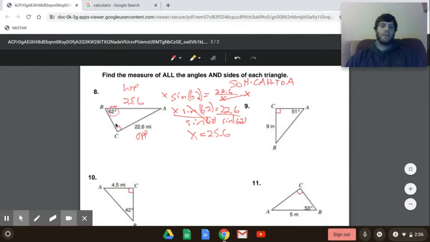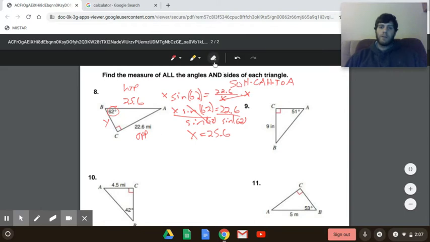Okay. I'm going to then label this side y. You have two sides of a right triangle and you want to find the third. You can certainly use the Pythagorean theorem: 22.6 squared plus y squared is going to be equal to 25.6 squared. That's a perfectly valid way to do it. I think it's easier to use the trig though. So I'm going to use the trig here.